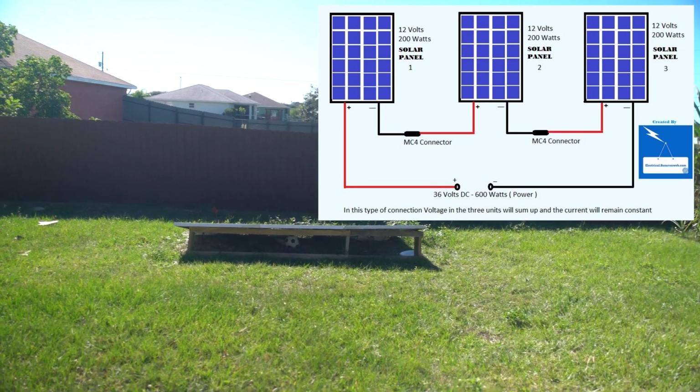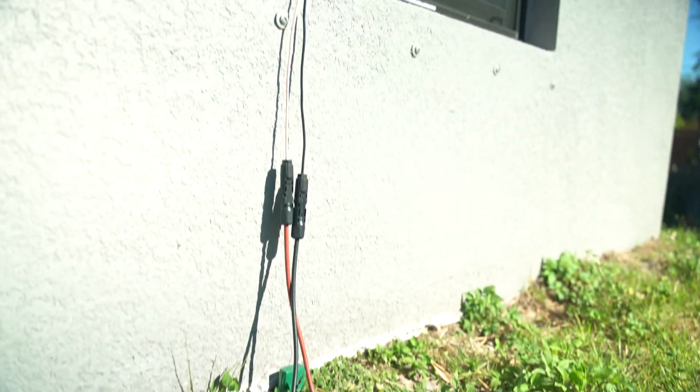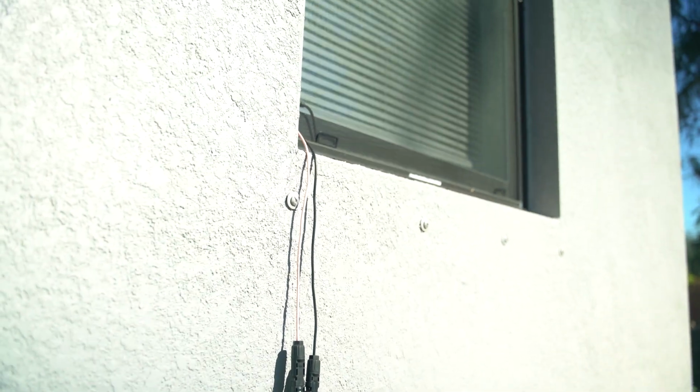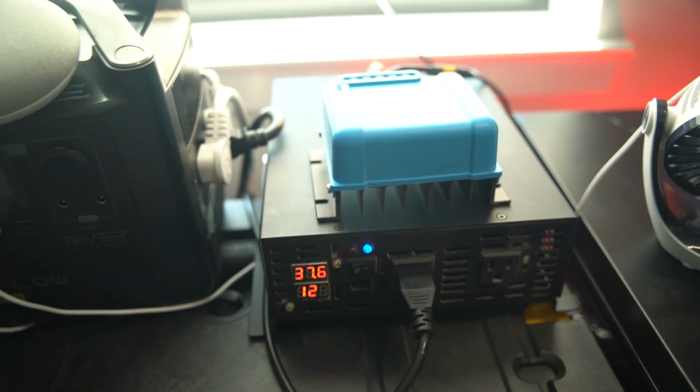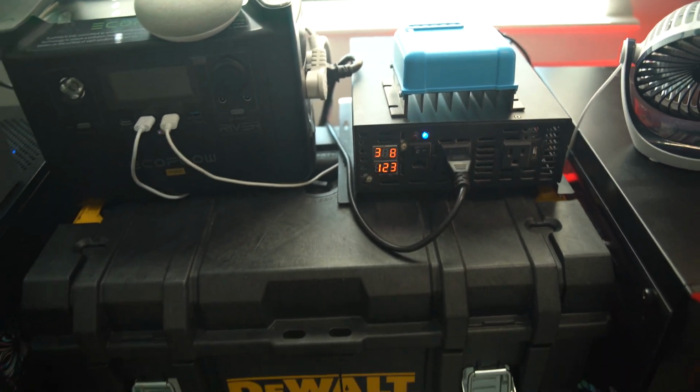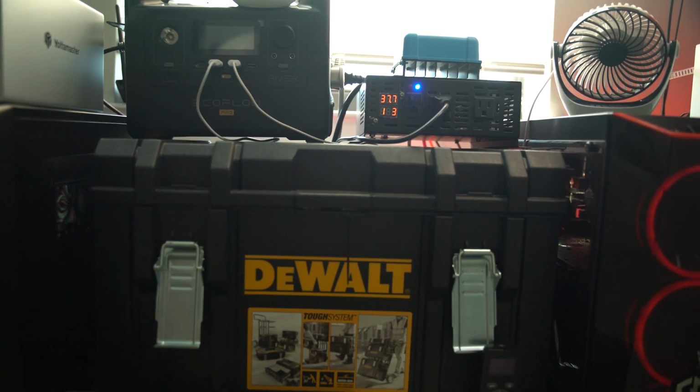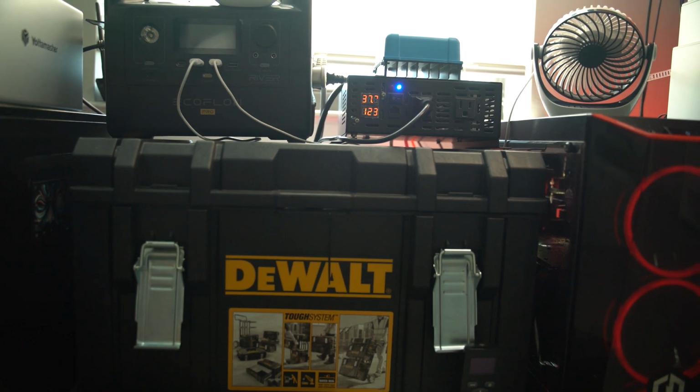The benefit of series is that it adds up the volts of the panels. Here you can see the positive and the negative connect, and they converge to one wire, and that wire connects to the charge controller. So this is the entire setup. I have the charge controller, the inverter, the battery in that big case, and the EcoFlow. I'm going to explain how each component plays its role in this power generator.